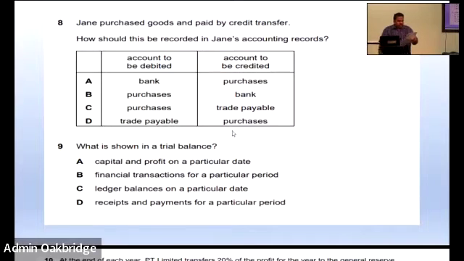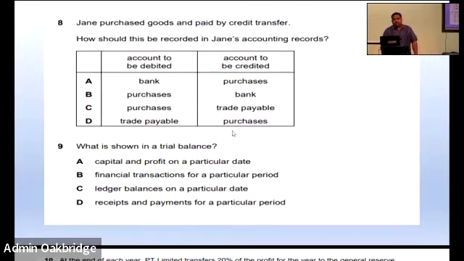Number 9, what is shown in the trial balance? Capital and profit on a particular date? No. Financial transactions for a particular period? Not transactions. Financial transactions are entered in your T account. All the financial transactions are entered in your T account.